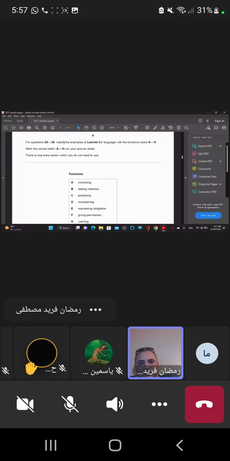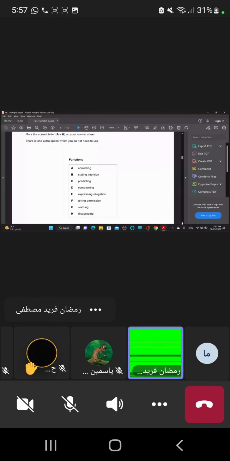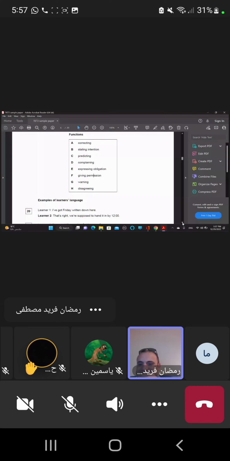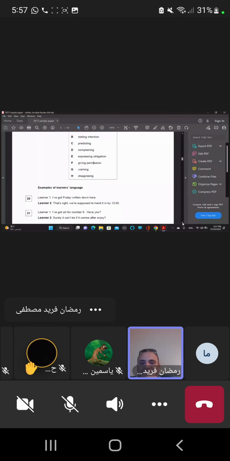For this one, match the examples of learners' language with the functions listed. Make the correct letter A, B. Okay, so these are language functions. Match them with the learner's language, for example warning, correcting, stating, predicting. We did not explain this, we did not solve it together.